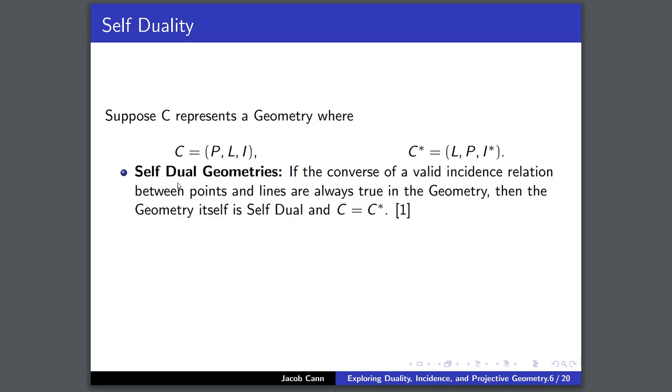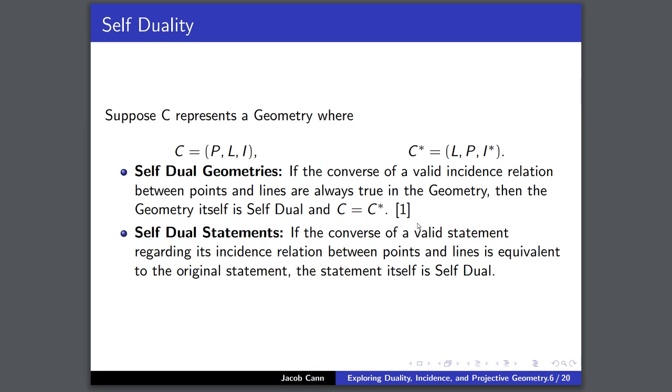A self-dual geometry occurs when the converse of a valid incidence relation between points and lines is always true within the geometry. If that's the case, then the geometry is self-dual and C equals C star. The converse geometry is itself, and it is isomorphic if that's the case. This can also apply to statements, though. So a self-dual statement occurs if the converse of a valid statement regarding its incidence relation between points and lines is equivalent to the original statement. That means that the statement is self-dual.